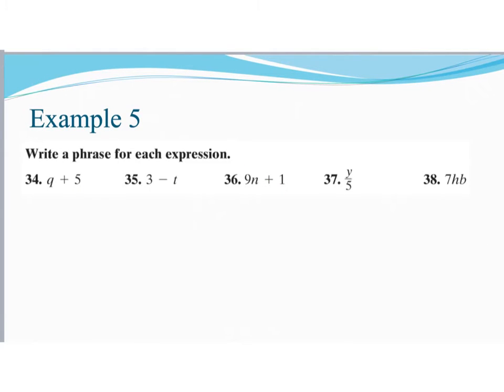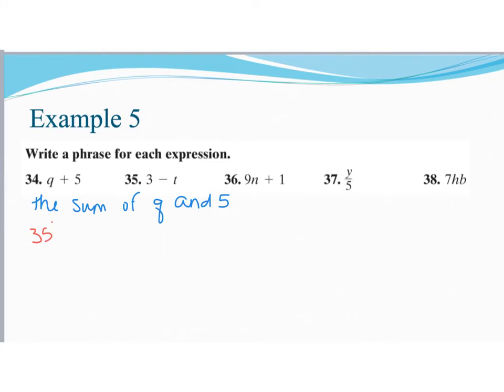Now for example 5, we're going to actually switch things around a bit. So for 34, we are going to write a phrase when we're given the expression. So you can go the basic route and say q plus 5, but I would encourage you to try to expand your vocabulary a little bit and say the sum of q and 5. So that's 34.